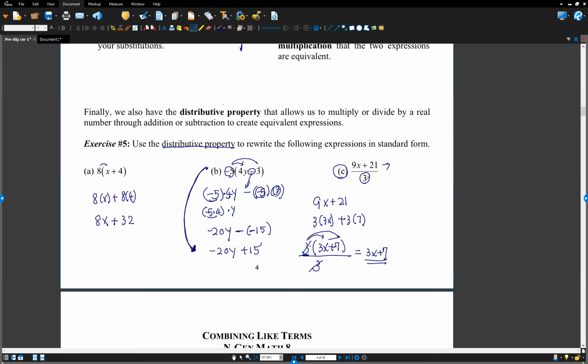Or you can separate it. This one is z equals 9x over 3 plus 21 over 3, right? You can separate it this way. Now just simplify: 9 over 3 is what? 3, isn't it? Still we have an x there. This is 1, this is 3, 3x plus 21 over 3 is what? 7. We have two different ways.